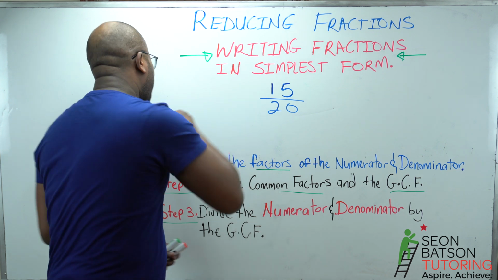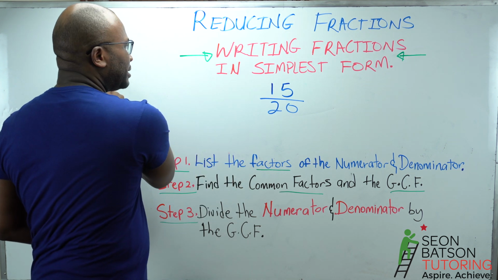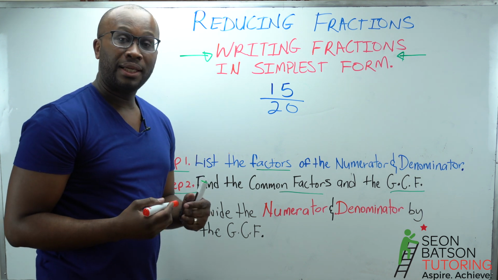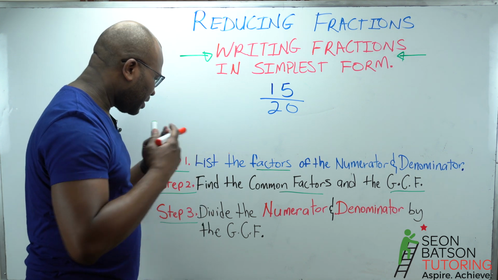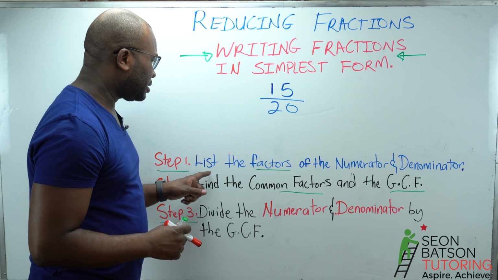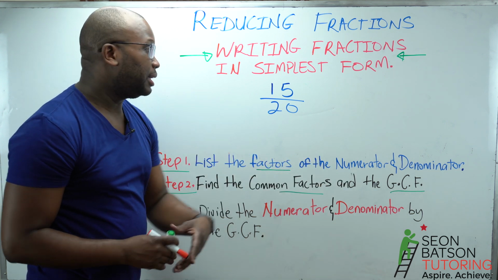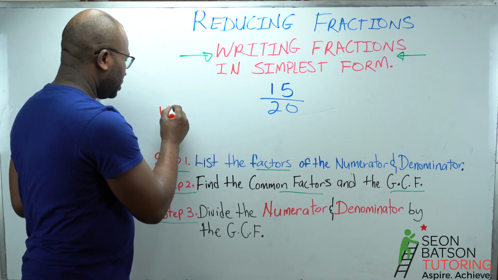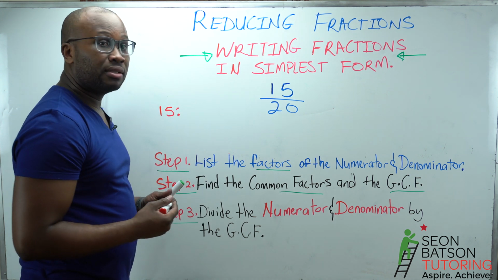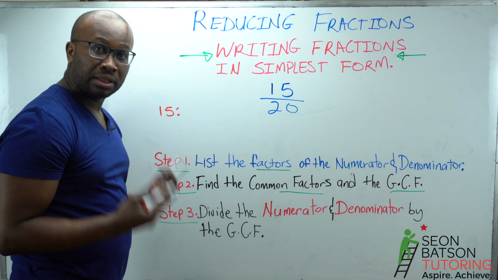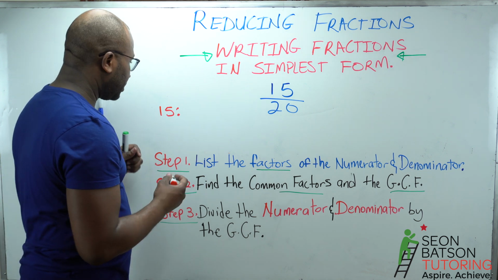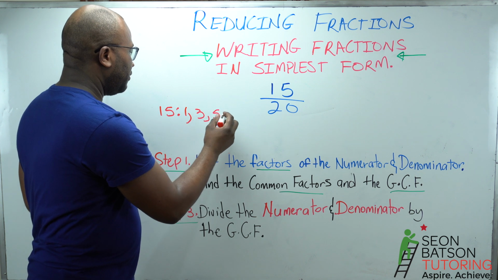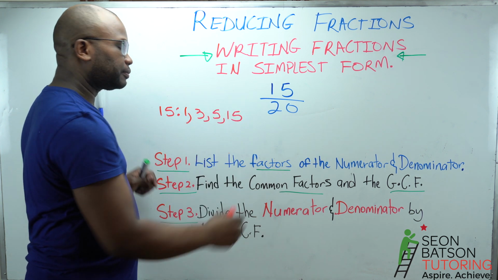All right, welcome back. Let's see if we will get the same answer here. So we have 15 over 20. Now, first step, we will list the factors of the numerator and the denominator. So we will first list the factors of the numerator, which is 15. And the factors of 15 will be all the numbers that we can multiply to get 15. The factors of 15 are 1, 3, 5, and 15.